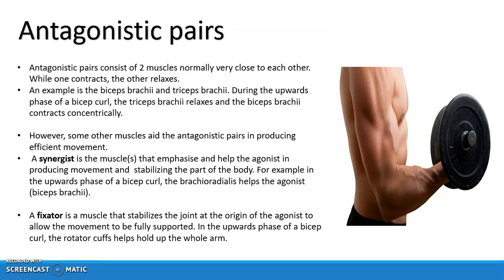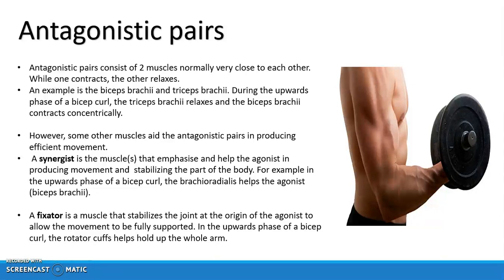Antagonistic pairs consist of two muscles normally very close to each other. While one contracts, the other relaxes, and the other way around. An example is the biceps brachii and triceps brachii. During the upwards phase of the bicep curl, the triceps brachii relaxes and the biceps brachii contracts concentrically.